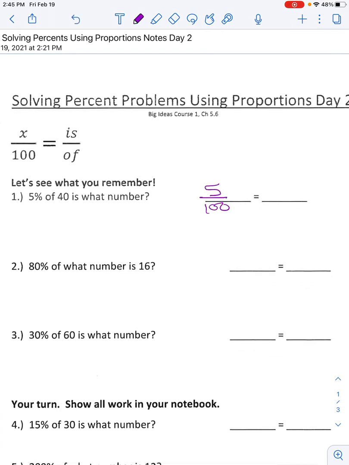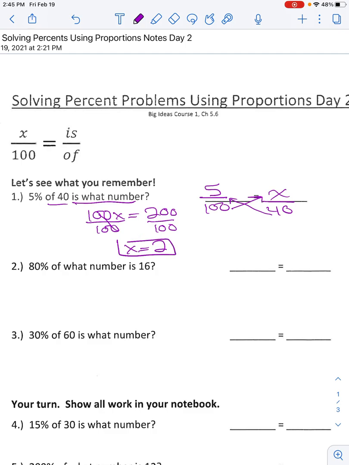Okay. Number 1, 5%. We're going to write our percentages over 100 of 40. That goes on bottom. Is goes on top. Is what number? We're going to solve by doing cross products. 100 times x is 100x. 40 times 5 is 200. And we divide to get that x by itself. So x is 2.